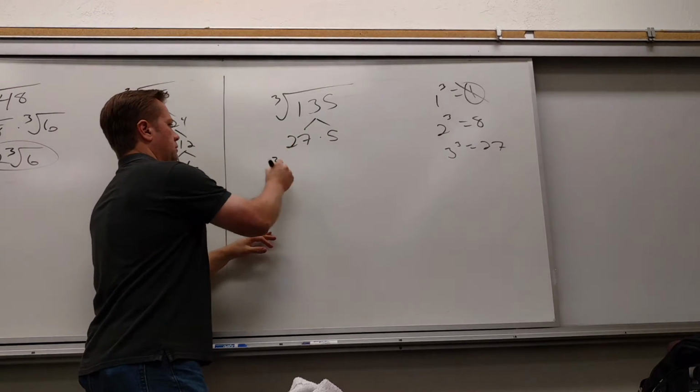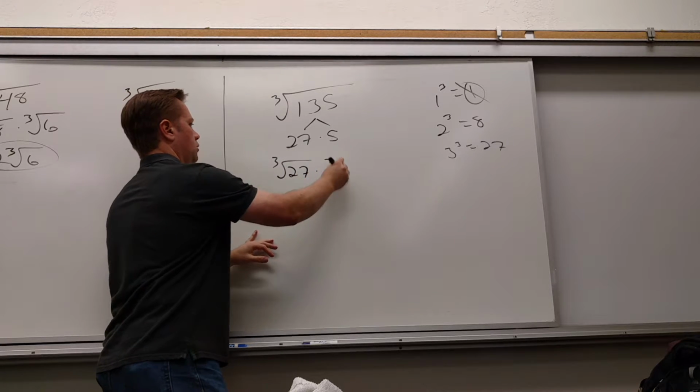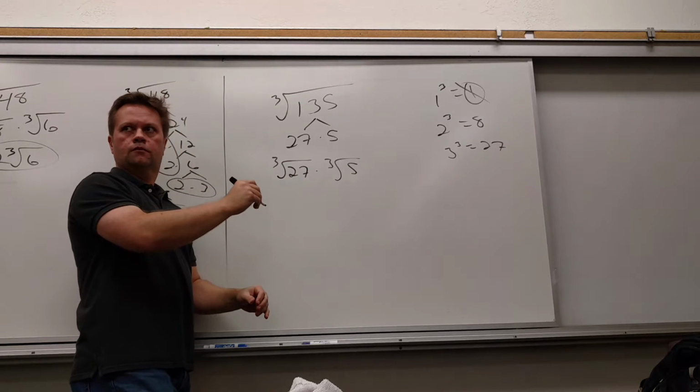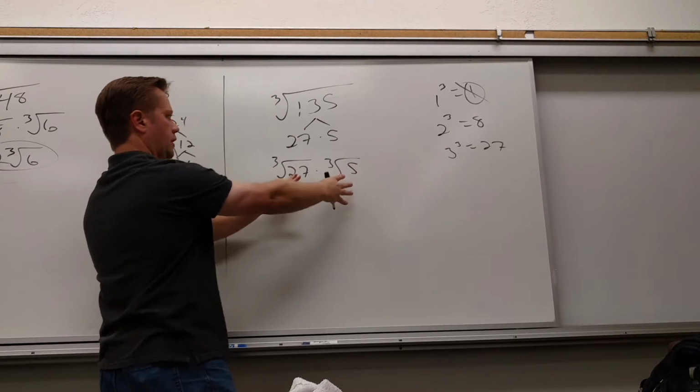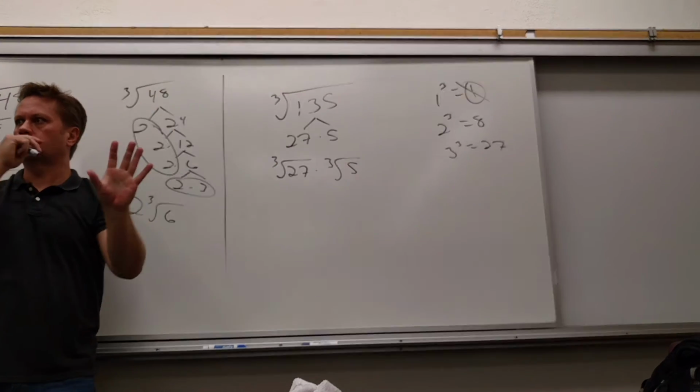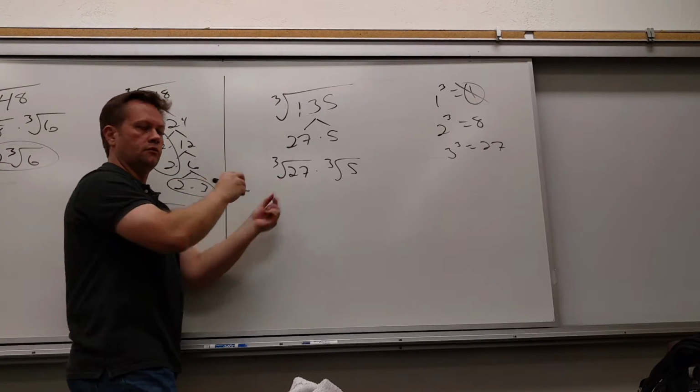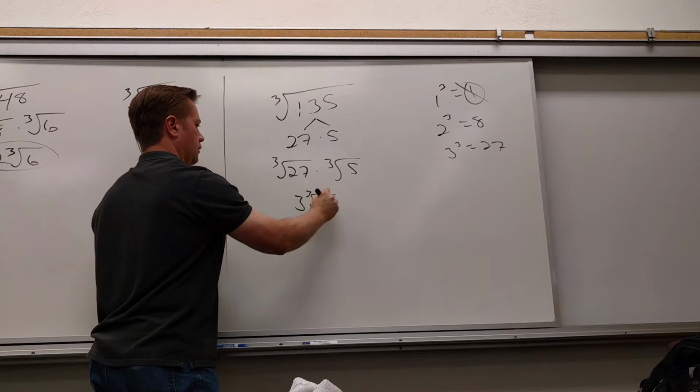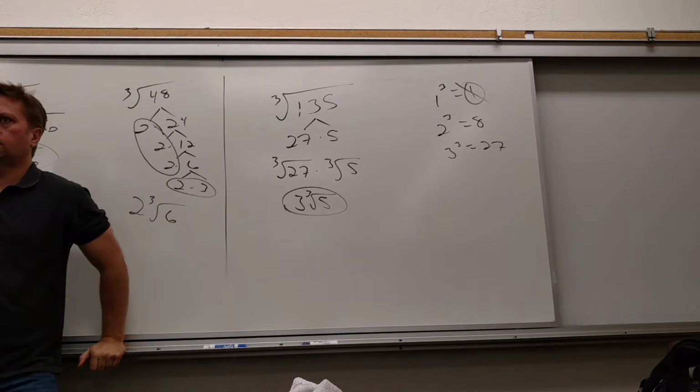So I can break this up as the cube root of 27 times the cube root of 5. Is that step cool? Yeah. And what is the cube root of 27? 3. What's the cube root of 5? I don't know. 1 point something.